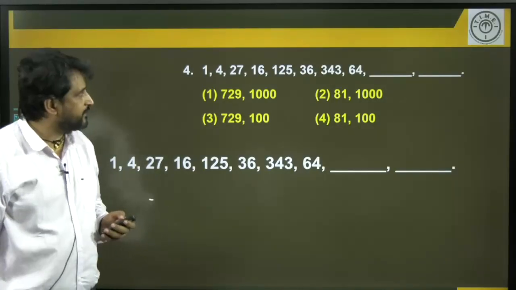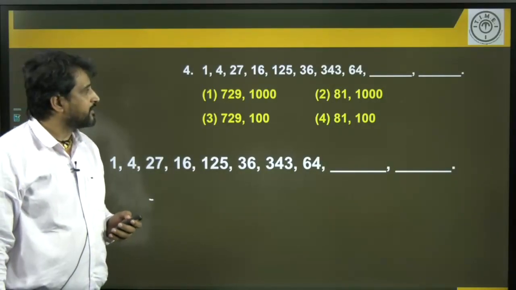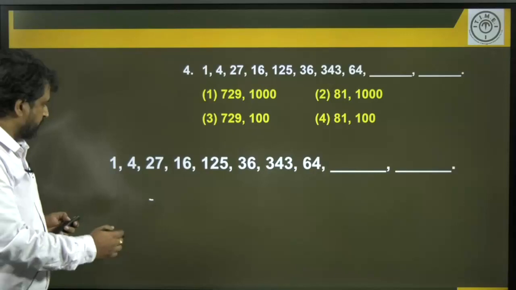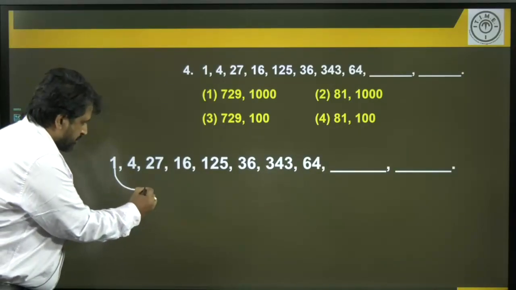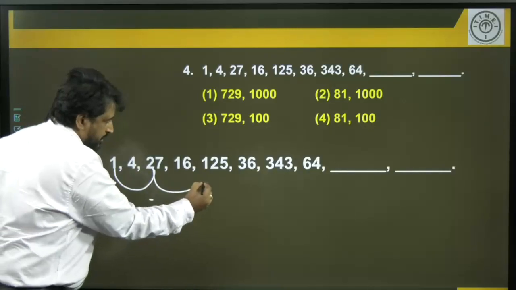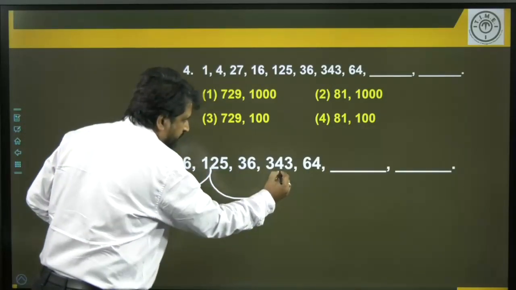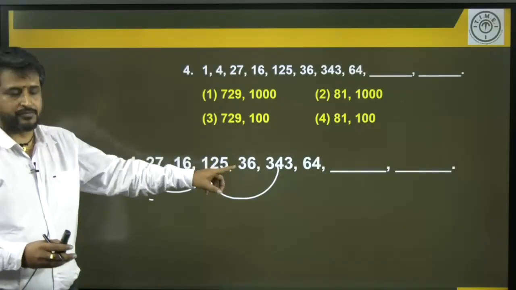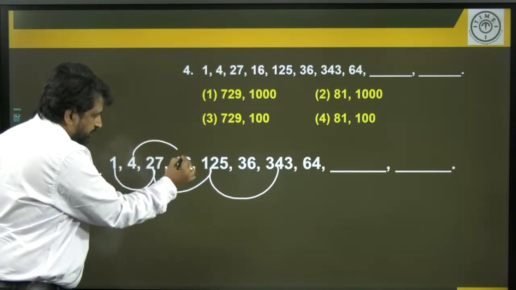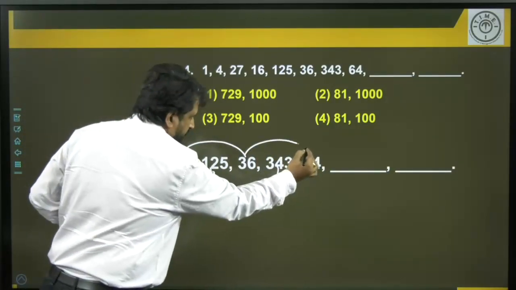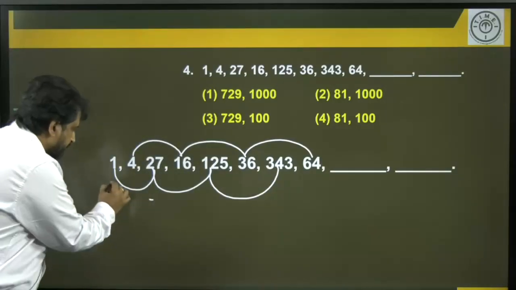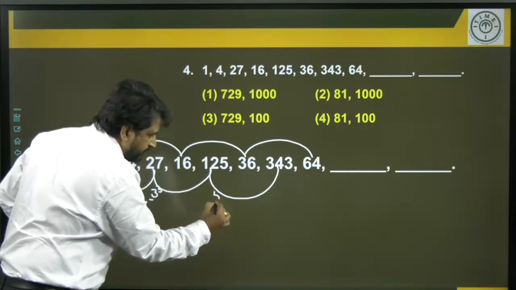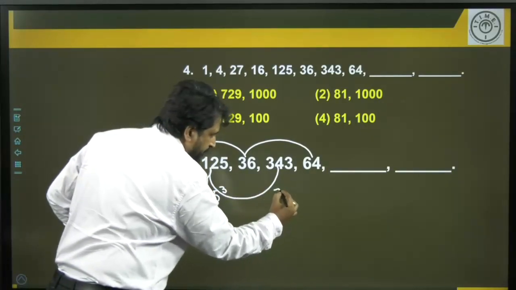1, 4, 27, 16, 125, 36, 343, 64. If you observe here, the given series is an alternate series. If you closely observe the numbers, alternate numbers are perfect cubes. And if you observe the other series, what is this series? Perfect squares. 1 is 1 cube, 27 is 3 cube and 125 is 5 cube, 343 is 7 cube.